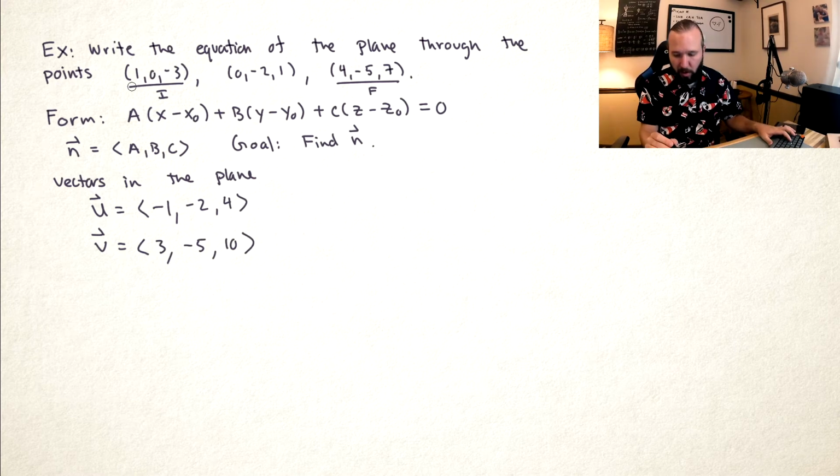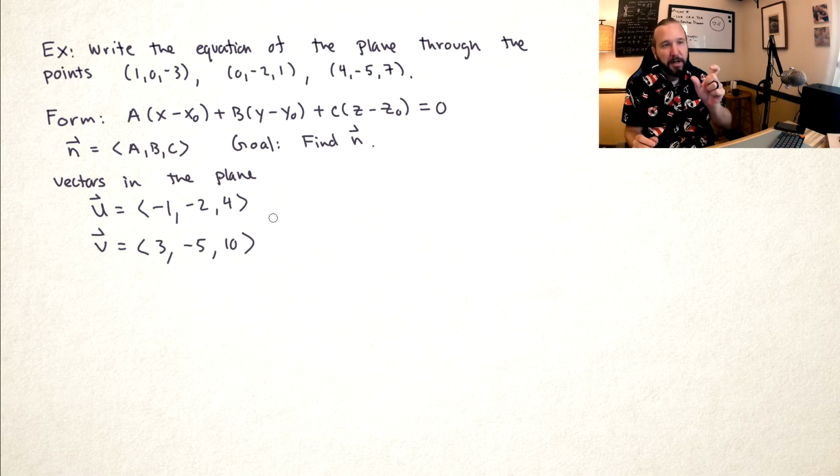Okay, so just to recap there, what I did was I picked 2 points, and did final minus initial, and that gave me a vector that's in the plane.